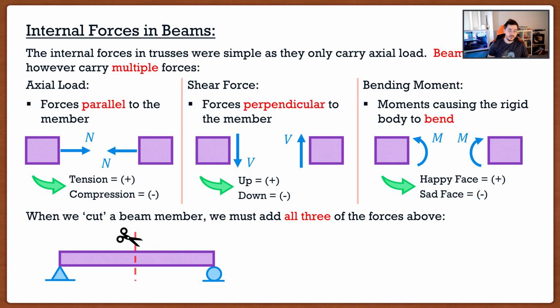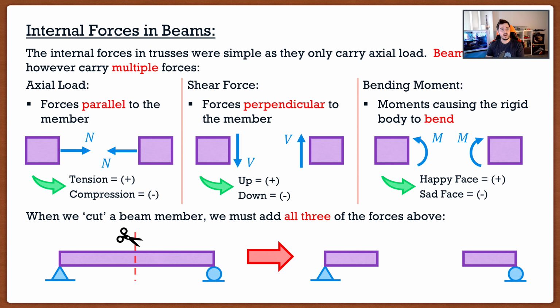But snip, snip along the beam, and we cut it in half. So what happens when we cut it in half is we actually have to add all three of the forces. The first one, of course, is the normal force, or the axial force. This is something that you guys have seen a lot in trusses. We have the shear force, which goes perpendicular to the member, and then we have a bending moment. So we essentially create three unknowns when we cut our beam: shear, axial, as well as moment.